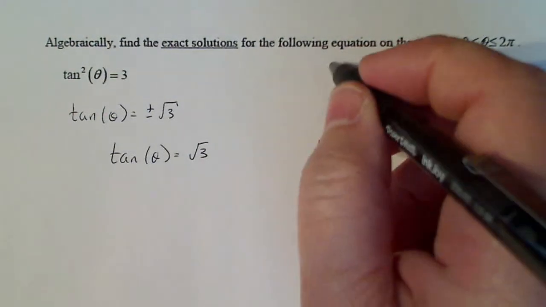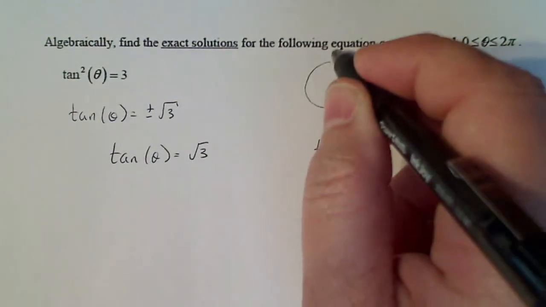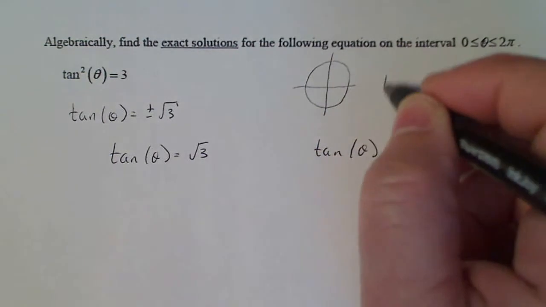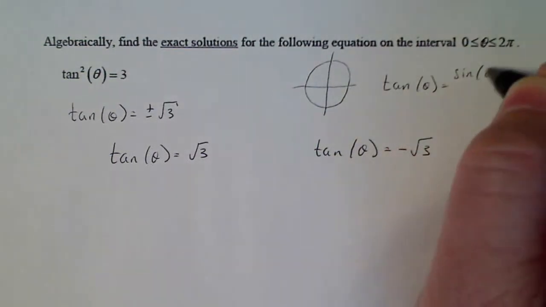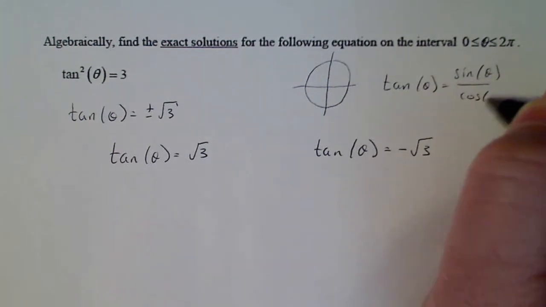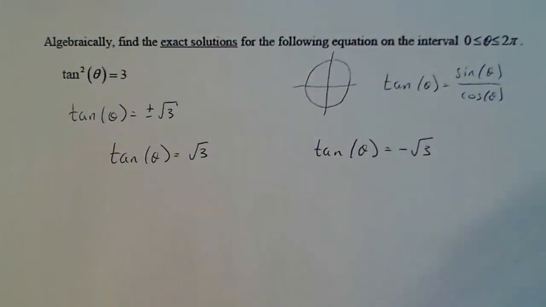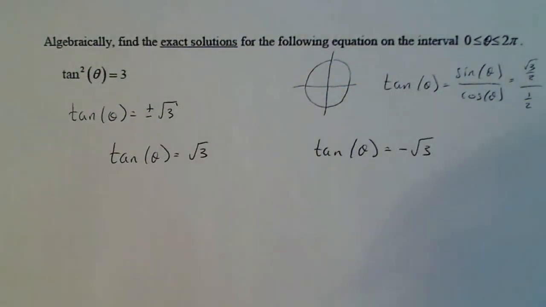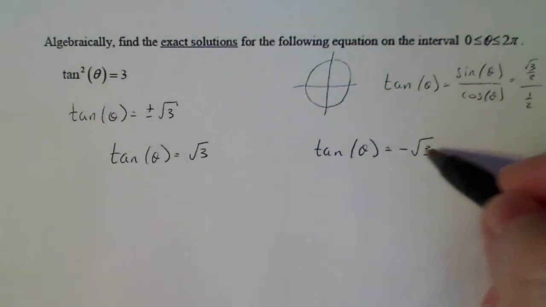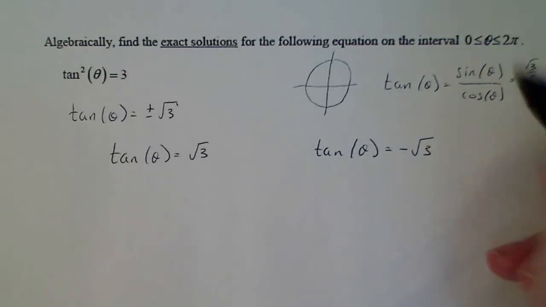So if I think about my unit circle, and that tangent is sine over cosine, so tangent theta is sine theta over cosine theta. Now, there's only certain kinds of numbers that you have, but I know that if sine theta is square root of 3 over 2, and cosine theta is 1/2, then that simplifies to the square root of 3. So where does this happen on my unit circle? I know that this is standard because these are the kind of numbers that show up on the unit circle.